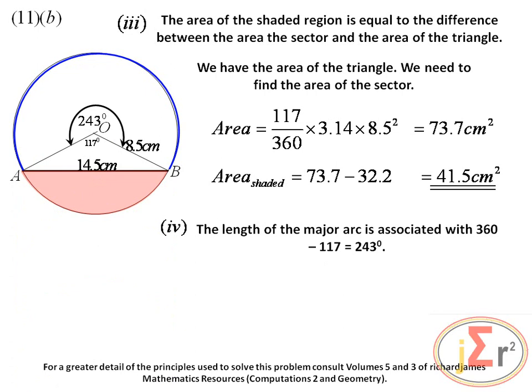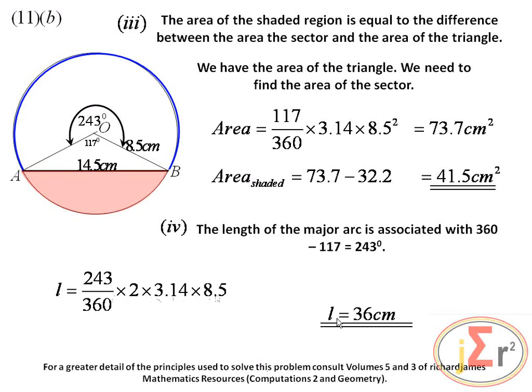So the arc is a fraction of the circumference, and the fraction is determined by the angle associated with the arc divided by the angle of one revolution. So we will have 243 over 360, and that is going to be multiplied by 2 pi r, and the result is 36 centimeters.